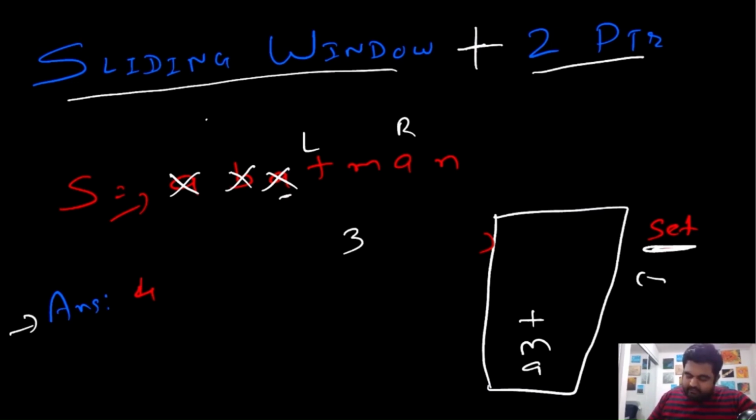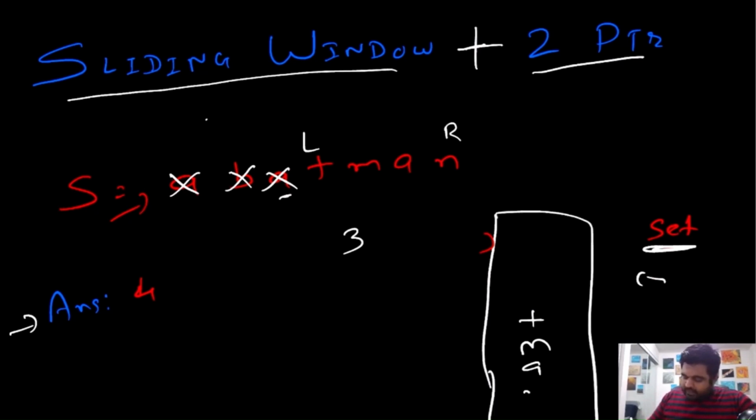And then again we are going to update the right pointer. So the right pointer comes over here, this is N, which does not exist inside the hash set, so we will add an entry called N over here. And then this length is actually 4, so the answer is 4, so we don't need to update so far.